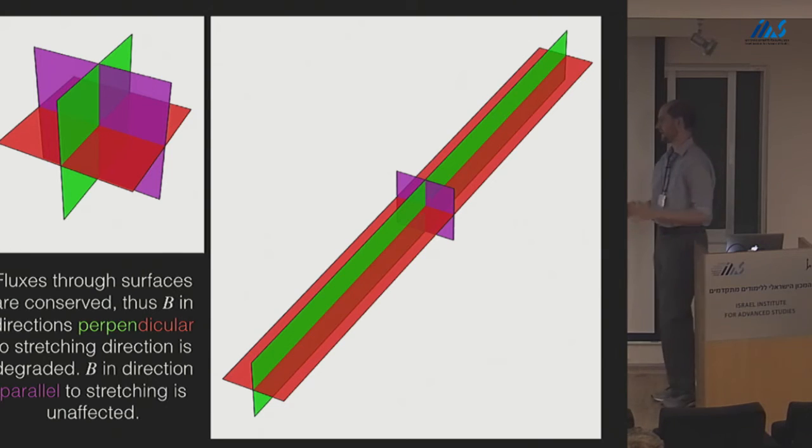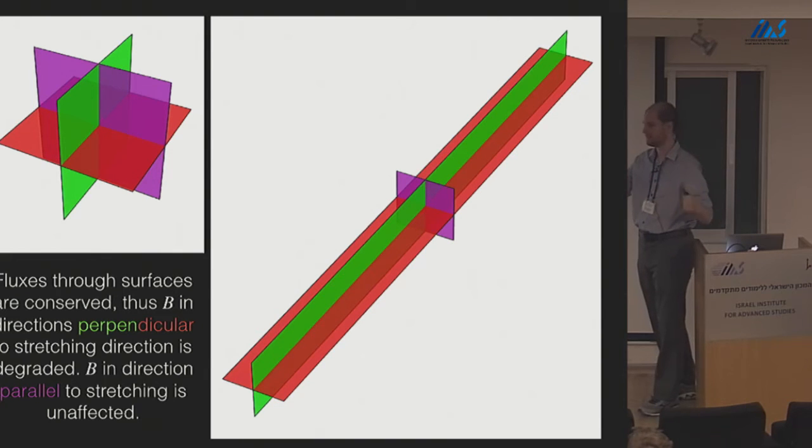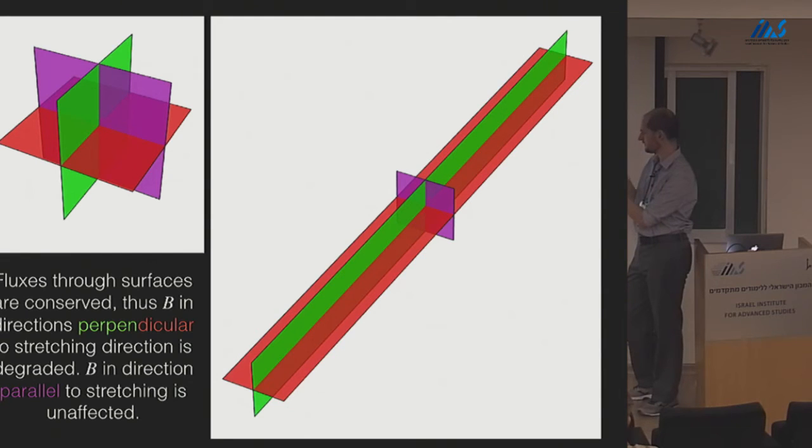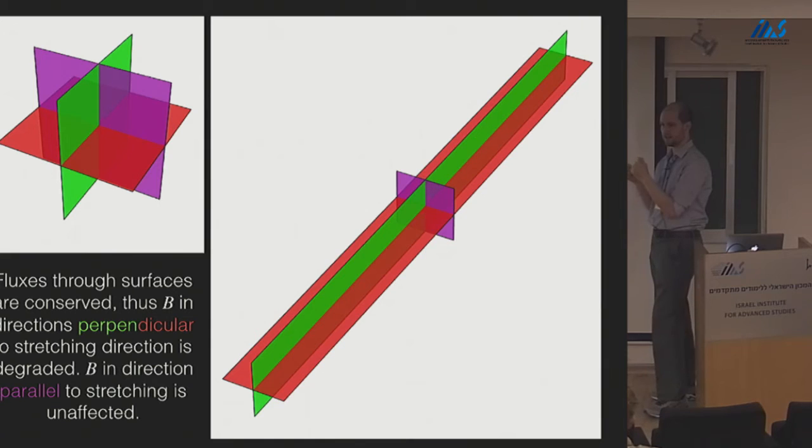So why do you see that field straightening in the arms when you see it just tangling up in the center? Well, it's simply flux conservation. The star is being primarily stretched in one direction, so the cross-sectional area through the star remains roughly fixed, and the amount of flux going through that area remains roughly fixed. So the magnetic field strength is not changing very much for field lines that are parallel to the direction of stretching. For field lines perpendicular to the direction of stretching, you're taking the same flux and stretching it out through a much larger area. So the field is tangled, but the components perpendicular to the stretching are being degraded significantly.